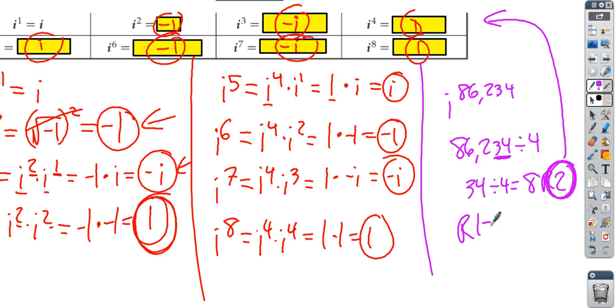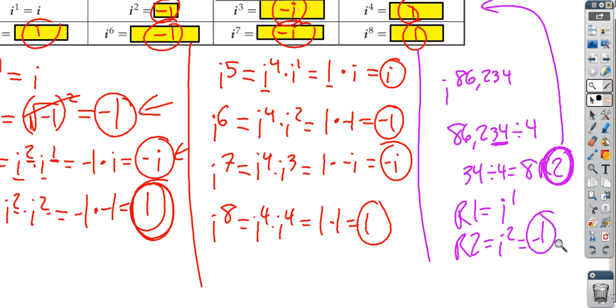If it has a remainder of 1, it's going to equal i to the 1. If it has a remainder of 2, it's going to be i to the 2, which you can see in that table is negative 1. If it has a remainder of 3, it's going to be like i to the 3, which is negative i. And then finally, if it has no remainder at all, it's going to be like i to the 4th, because 4 divided by itself has no remainder. And i to the 4th up there is 1.